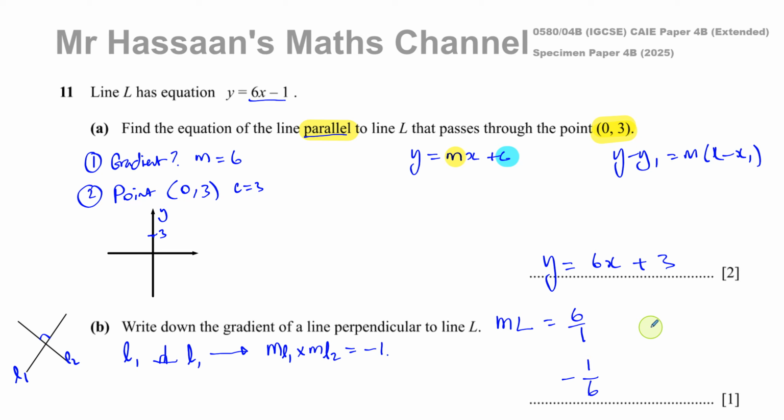And that concludes question 11, which is related to straight line graphs.